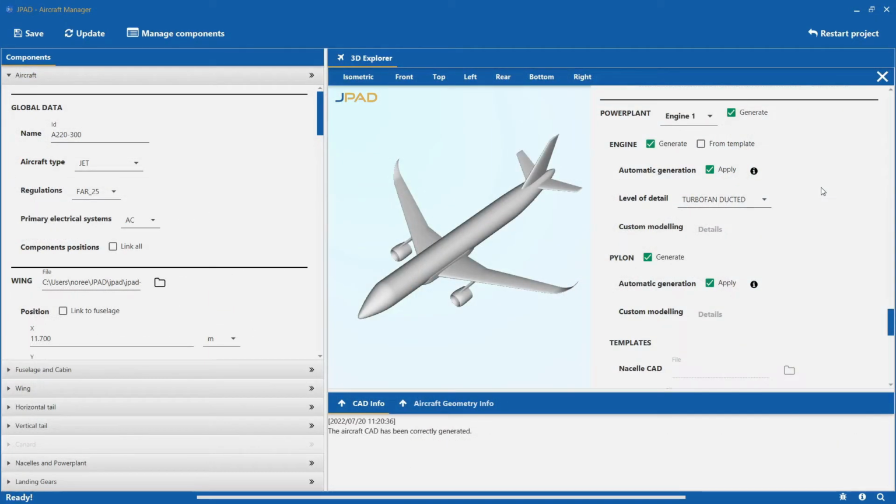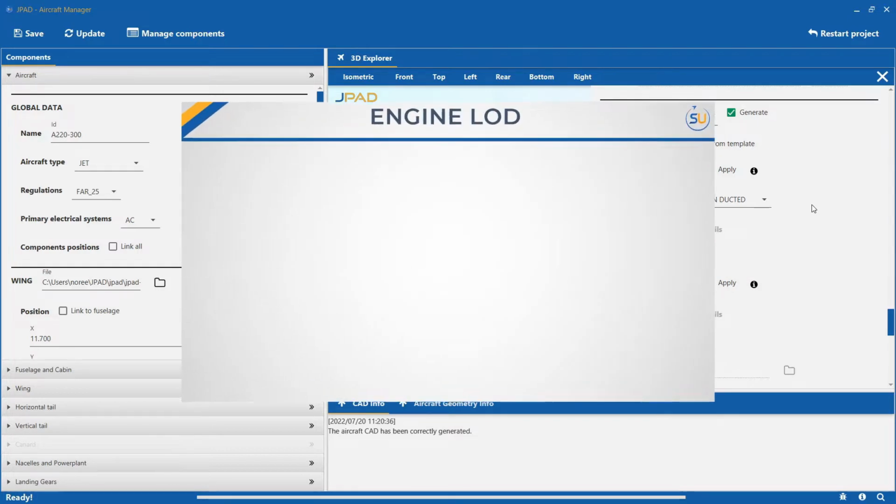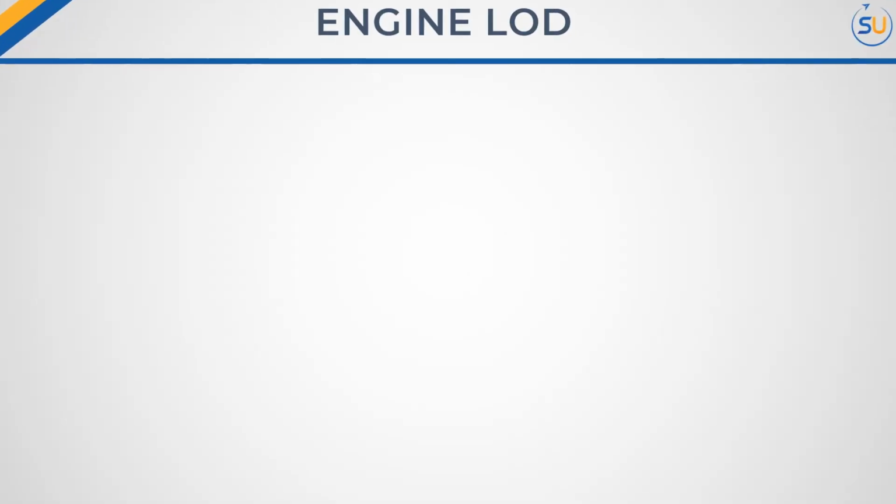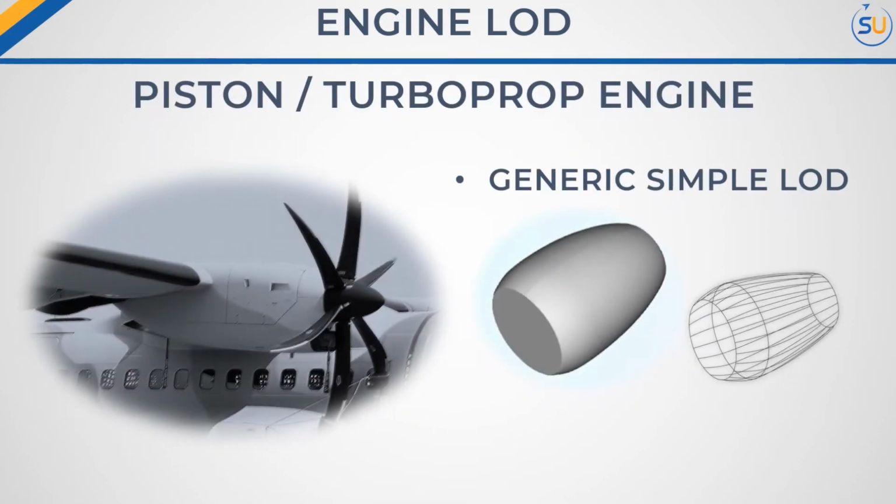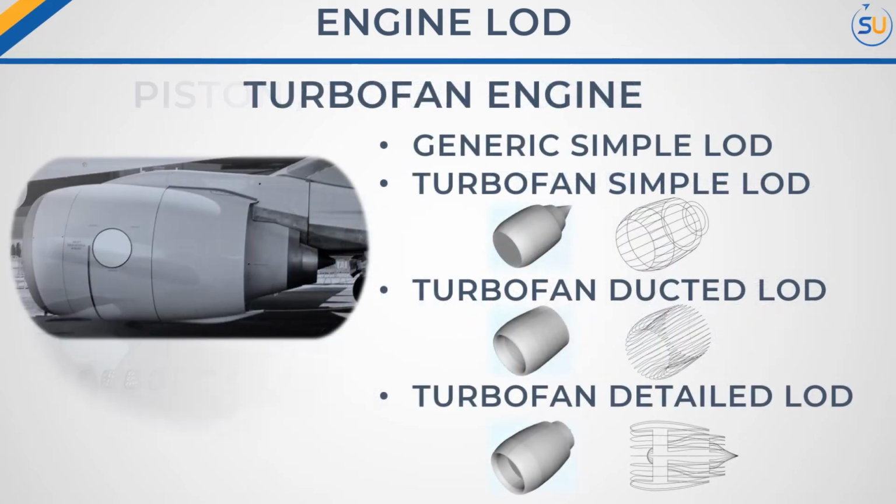With regards to the second approach, you can choose between 4 LODs, each one characterized by a different set of input parameters and a different level of customization. Depending on the engine type specified in the Input Manager tab dedicated to Nacelles and Powerplant, different LODs become available. For a piston or turboprop engine, only the generic simple nacelle LOD is supported, whereas for turbofan engines the whole set of LODs offered by JPAD Modeller is available, including the turbofan simple, the turbofan ducted, and the turbofan detailed ones.